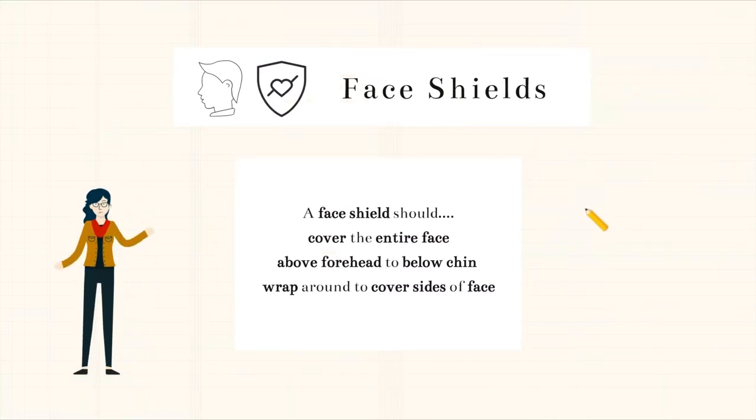Next, we'll talk about face shields. A face shield is intended to protect an individual's entire face, including their eyes, nose, and mouth. It should extend from above the forehead to below the chin and wrap around the sides to cover those parts of your face.